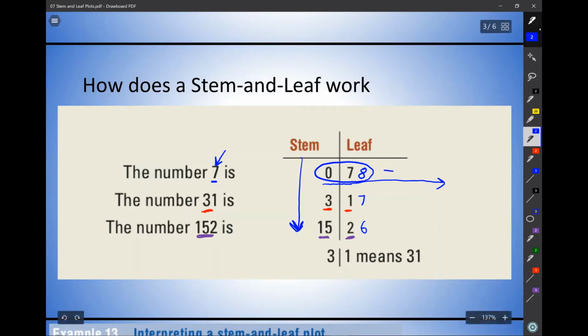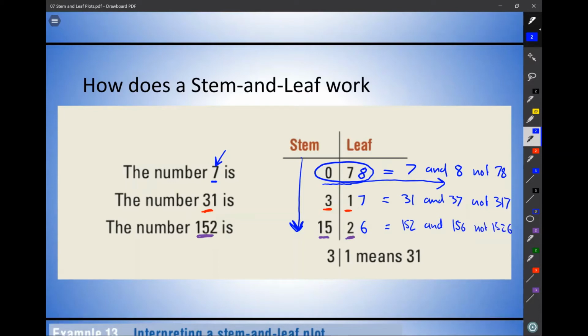Okay, this is 7 and 8, not 78. And here, this is 31 and 37, not 317. And again, this last one is 152 and 156, sorry, not 1526. If that's a bit confusing, it will become a bit clearer when you see a full stem and leaf here.